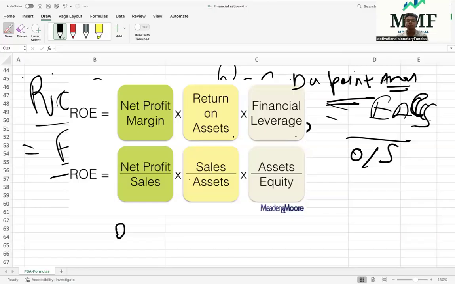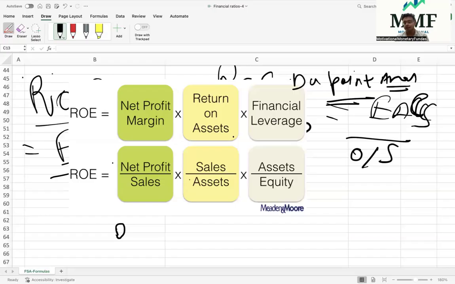So it comes from the net profit margin into the return on assets into the financial leverage. So these three components make up your ROE. If I talk about the net profit margin, it is the net profit divided by the total sales. It simply tells you how much profit the company is able to make on the basis of sales, right? So how much of your sales or revenue is getting converted to profit. The higher the ratio, the better it is for the company. And here by net profit, I mean PAT, correct?